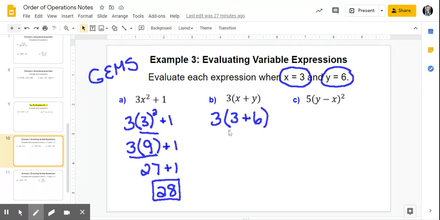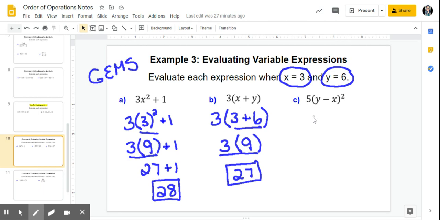Now let's follow with GEMS. G, grouping symbols. Yes, I have grouping symbols. 3 plus 6 gives me 9. Drop down the parentheses, 3. Grouping symbols are done. Even though there's still parentheses here, there's only a 9 inside, and the 9 is already simplified. E for exponents. I don't have any exponents. M for multiply or divide, and I do have multiplication. 3 times 9 gives me 27.